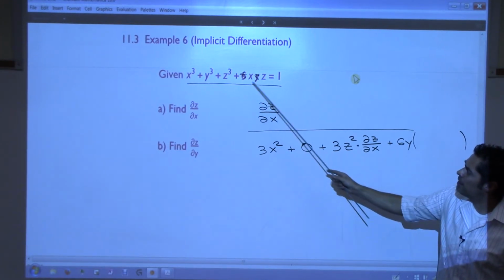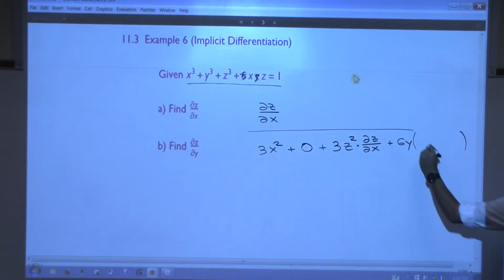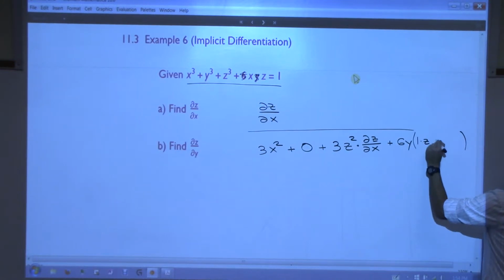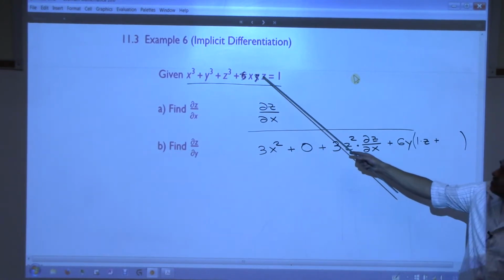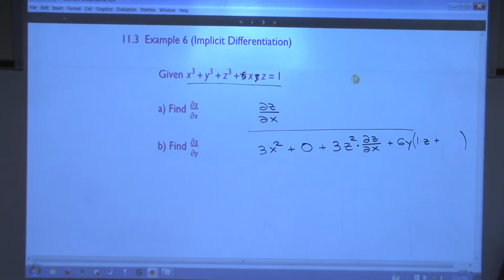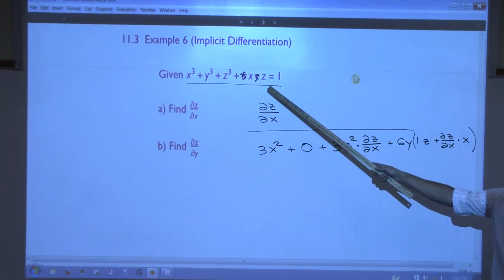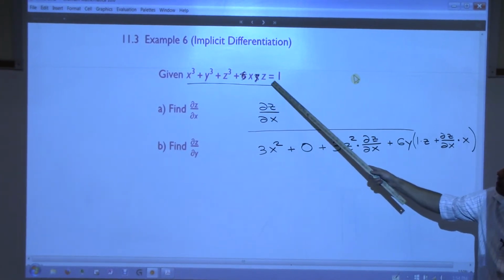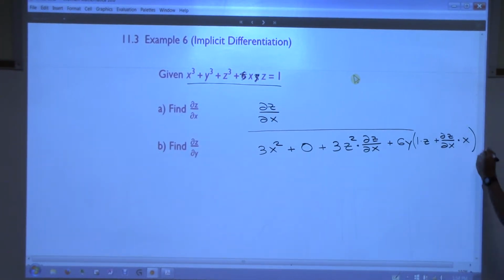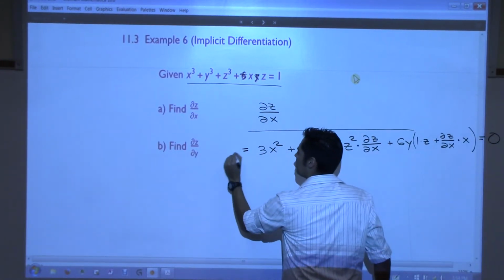What's the derivative of x? 1 times z plus, what's the derivative of z? Partial z with respect to x times x equals, we're done with this, right? Equals what? Derivative of 1, which is 0, right? That might be off the camera, so I'm going to put my 0 on this side.